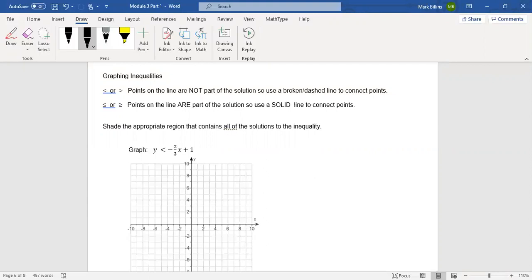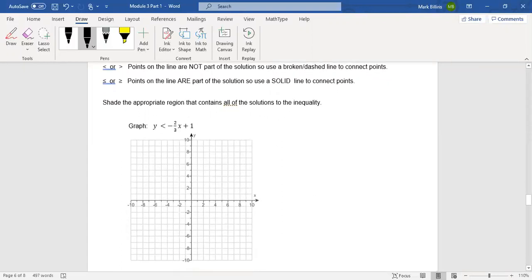The second difference is that we shade. So the line that we draw is a boundary line. So the points will either fall on the boundary line and to one side or the other. So we shade the region where all our points in that shaded region would be a solution to the inequality. So how do we know how to do that? So let's go through this example.